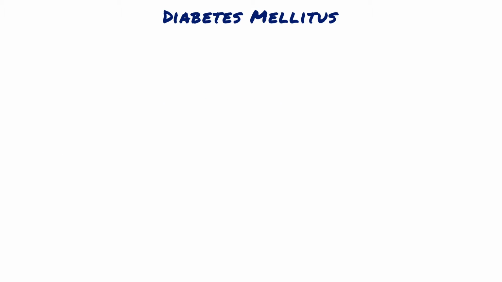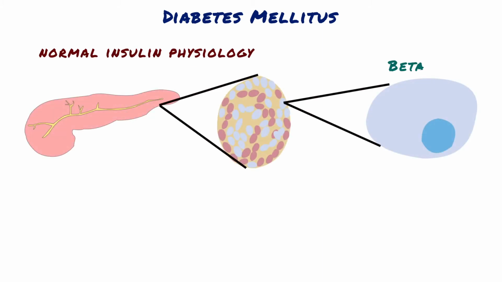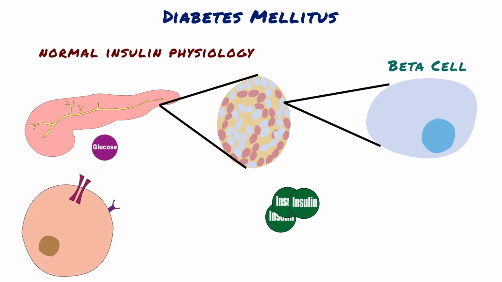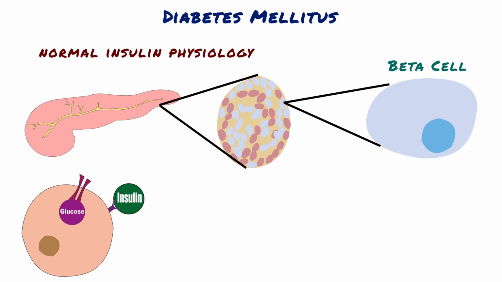Before discussing the pathogenesis of the two major types of diabetes, we briefly review normal insulin physiology. Insulin is produced by beta cells of the pancreas. The produced insulin is released into the bloodstream. Then insulin travels through the blood to your body's cells. It tells the cells to open up and let the glucose in. Once inside, the cells convert glucose into energy or store it to use later.